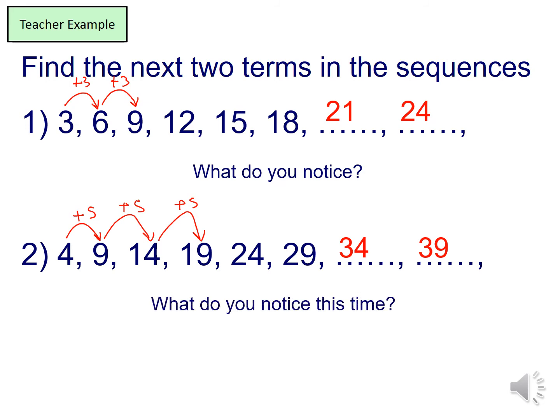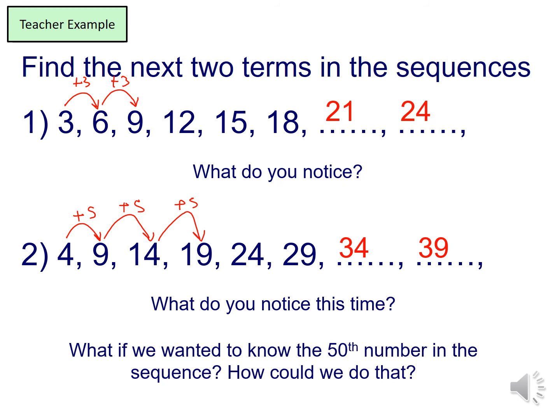Okay, here are some questions that you should be able to think about. What do you notice this time? What is the difference? What if we wanted to know the 50th number in this sequence? How could we do that? These are questions that you need to be thinking about for the next couple of lessons.